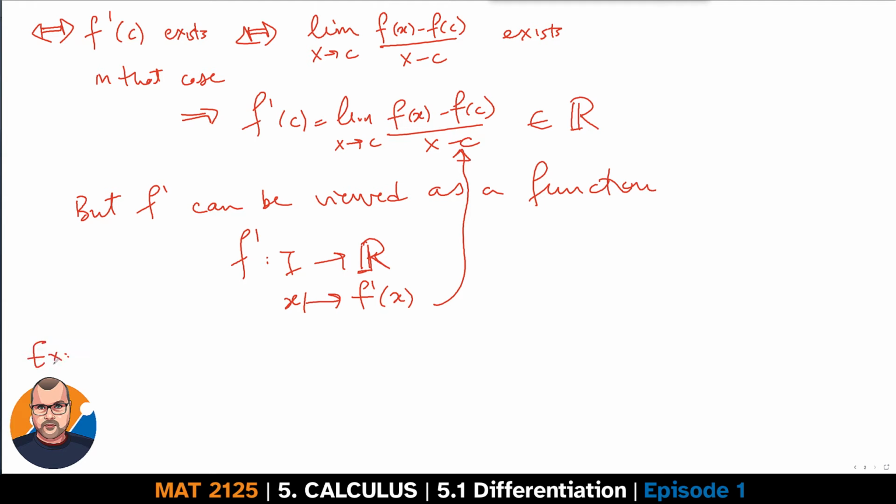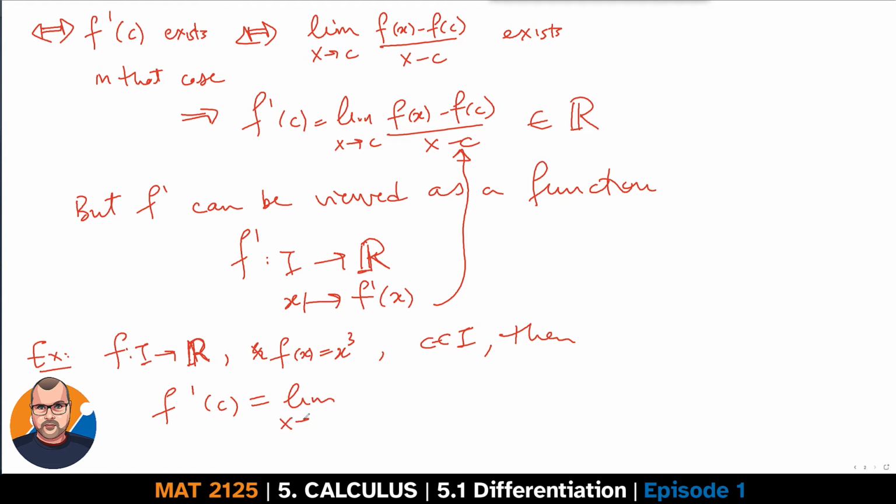For instance, suppose that f is defined from some interval I to R, and c is some point in the interval I, then if the derivative at c exists, it is going to be the limit when x goes to c, f at x minus f at c divided by x minus c. Now we know what f at x is, x cubed. f at c is c cubed, that's the definition of the function f, divided by x minus c.